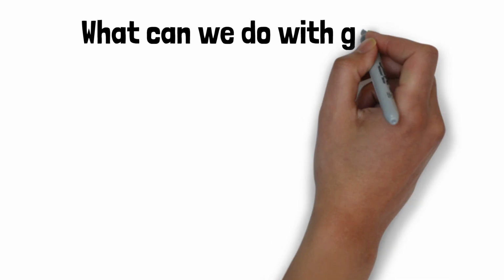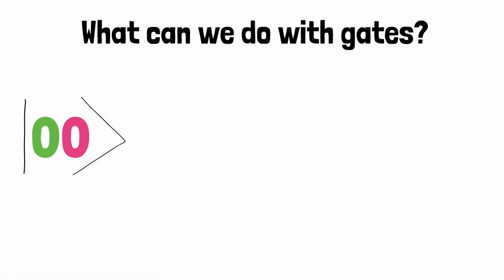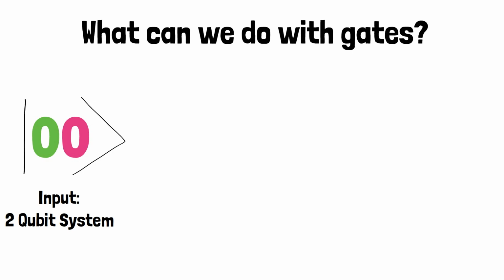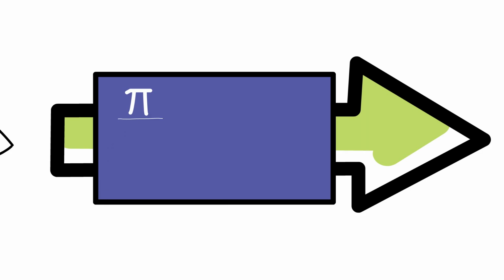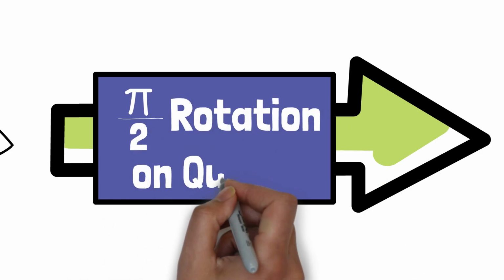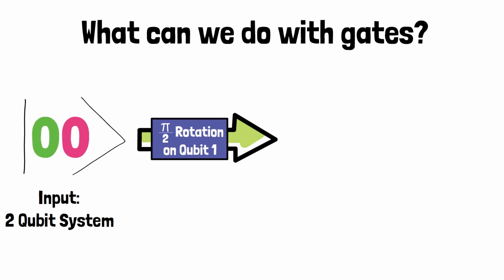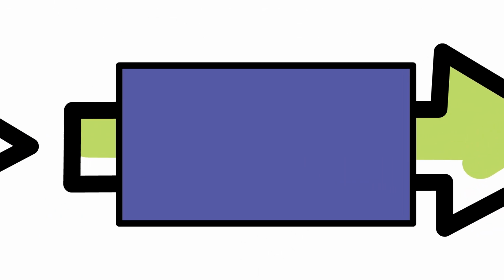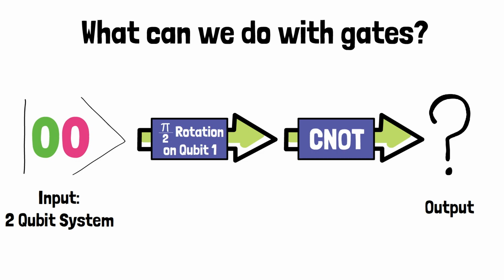What can we do with quantum gates? Why are they useful? Well, let's look at an example. Let's start with a 2-qubit system that is in the 0, 0 state. This is our input. Next, let's apply a pi/2 rotation on qubit 1, because remember, we can still operate on each qubit individually with rotations. And next, let's apply a CNOT gate to the 2 qubits. What output will this produce?